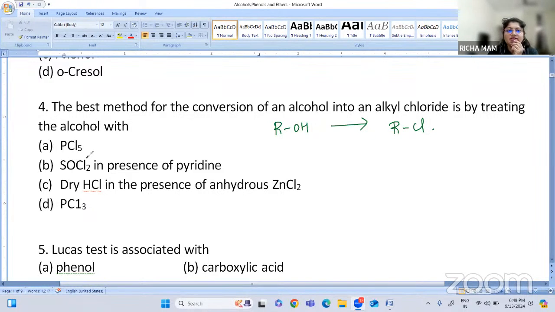There are four options. A, PCl5, that is phosphorus pentachloride. B, thionyl chloride in the presence of pyridine. C, dry hydrochloric acid in the presence of anhydrous ZnCl2, that is zinc chloride. And D is PCl3, that is phosphorus trichloride. So which is the best method?